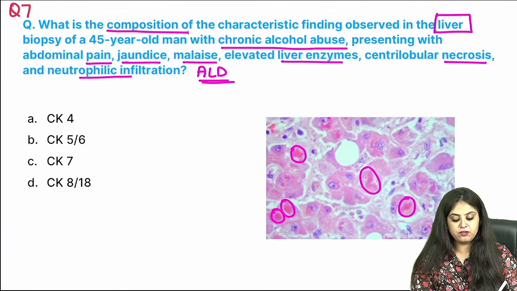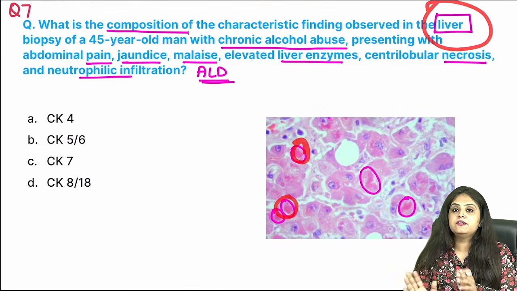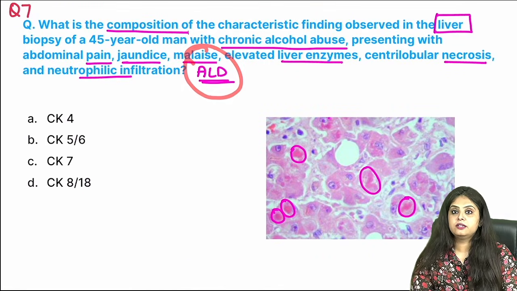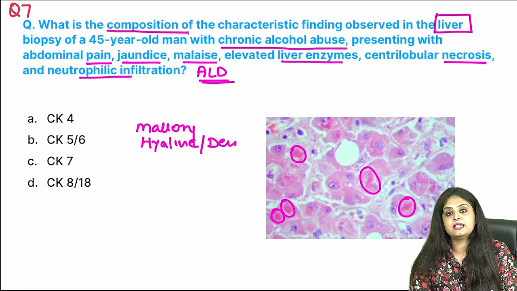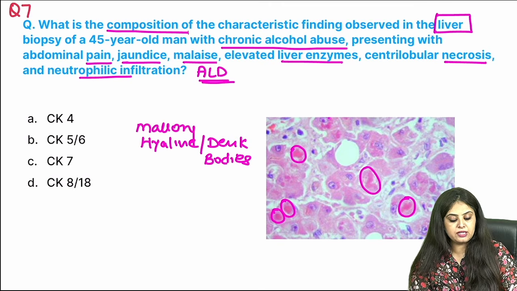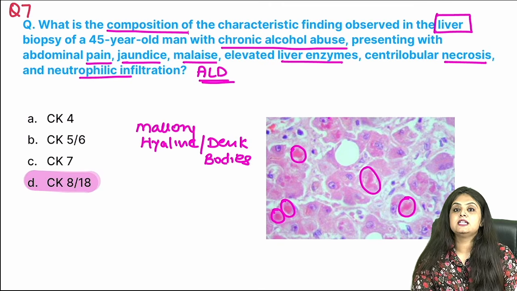When you see such pink blobs, and you have a liver history given and alcoholic liver disease given, what you're thinking about are the classical Mallory-Hyaline bodies or the Mallory-Denk bodies. The earlier name was Mallory-Hyaline. The new name is Mallory-Denk bodies. They've asked you the composition and they are made up of cytokeratin 8 and 18.